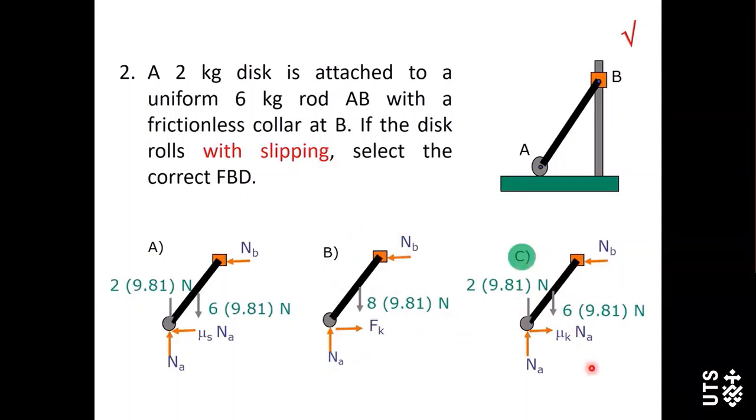Answer C is correct. Mu K times N A. This will give us kinetic friction force. Mu K is kinetic friction coefficient.